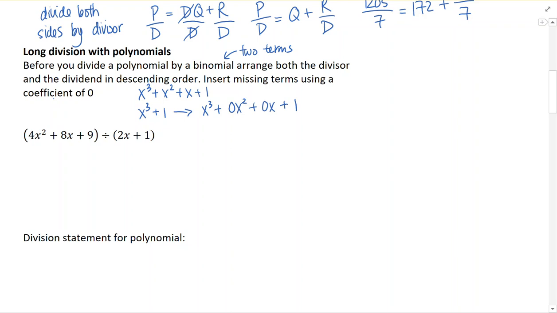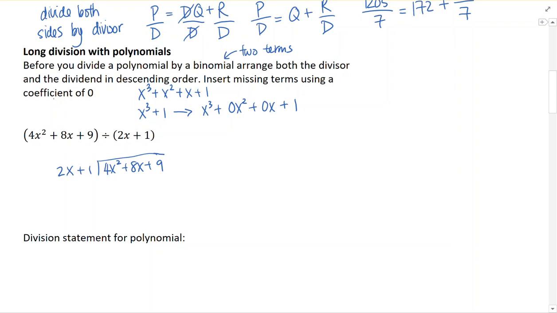So let's look at our first example. We have x to the 2 and then x and then some number. In this particular case, no need to add in any new terms. So now we're just going to set it up like how we did before. It's 8x plus 9. And then we're going to divide it by our divisor.